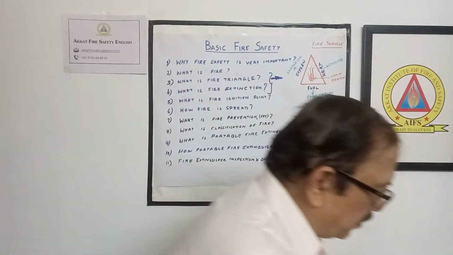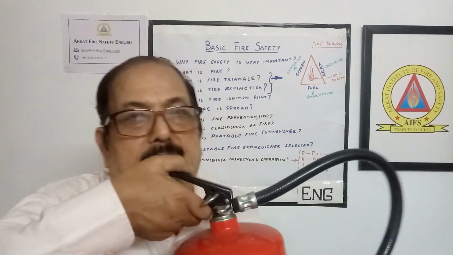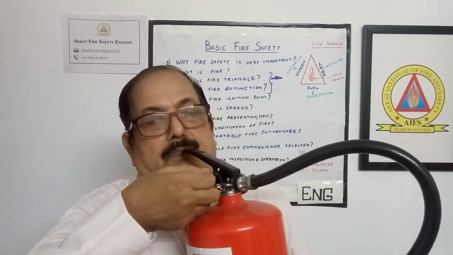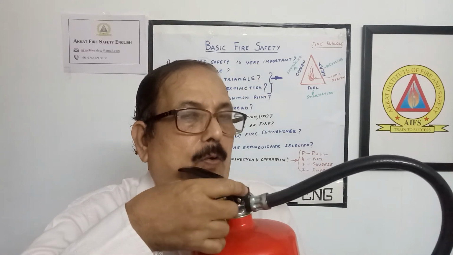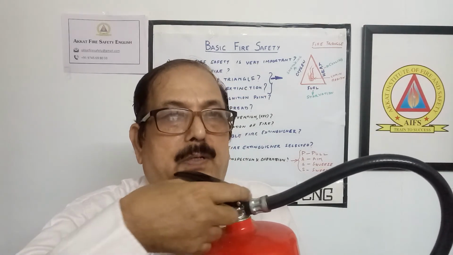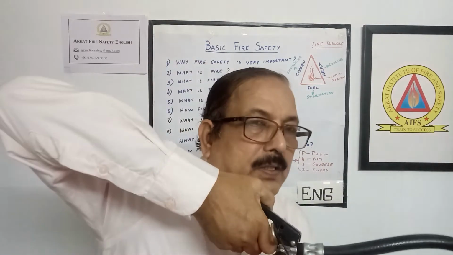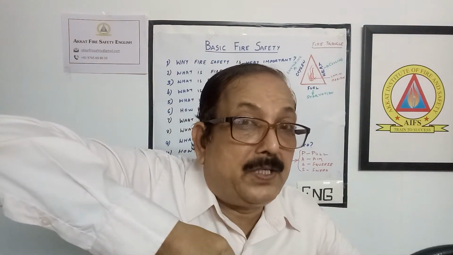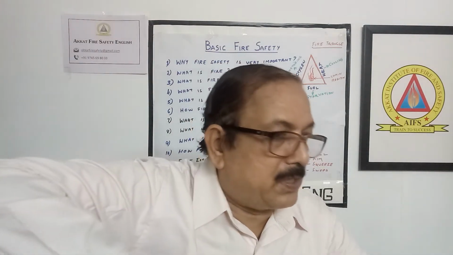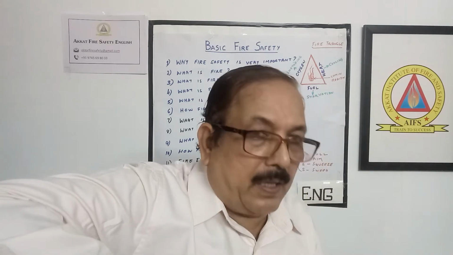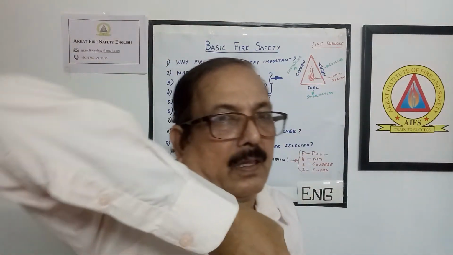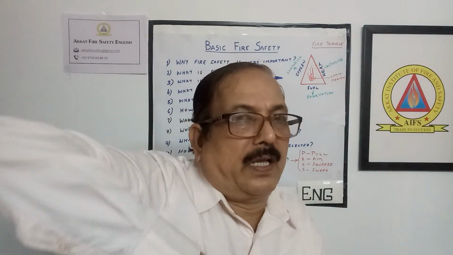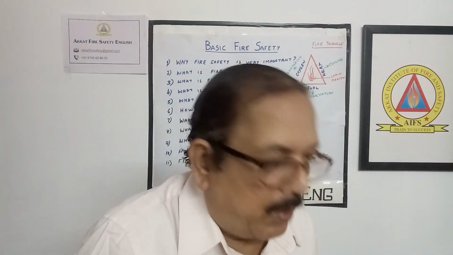What is the thing? I will just show you here. Here you can see that the safety pin is there. First, after the inspection, if you want to operate, you hold this one and pull the pin. Then hold this one and aim at the base of the flame. Where the flame is there, that base you have to aim at. Then next one is squeeze it. Squeeze means press it here. Then sweep means you have to do it in this way. This is the way you have to operate it.